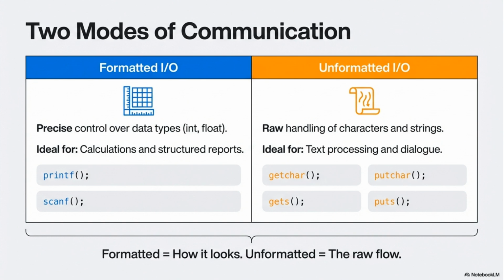We have two main modes of communication. Formatted I/O using printf and scanf offers precise control over data types, ideal for calculations. Unformatted I/O using functions like getchar and gets handles raw characters and strings for text processing.